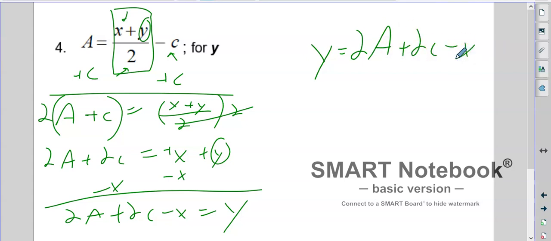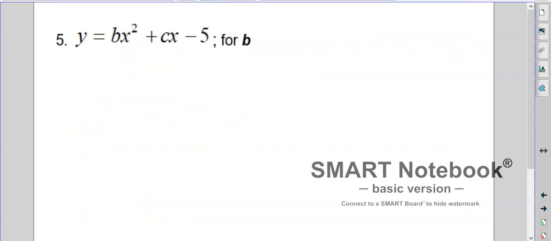All right? Either answer is fine. You do not have to have your variable on the left side. All right? Ooh, a little more complicated. A little more stuff going on. We got to get b by itself.